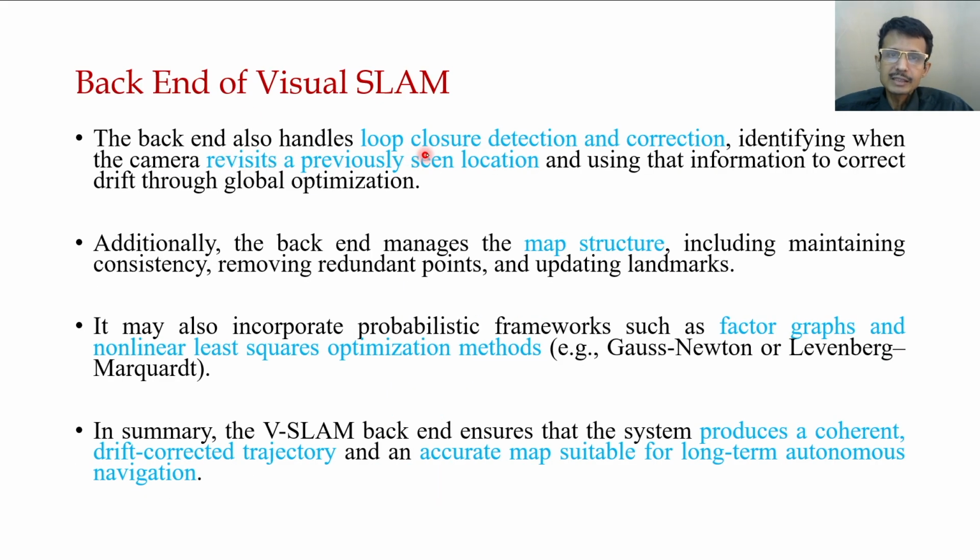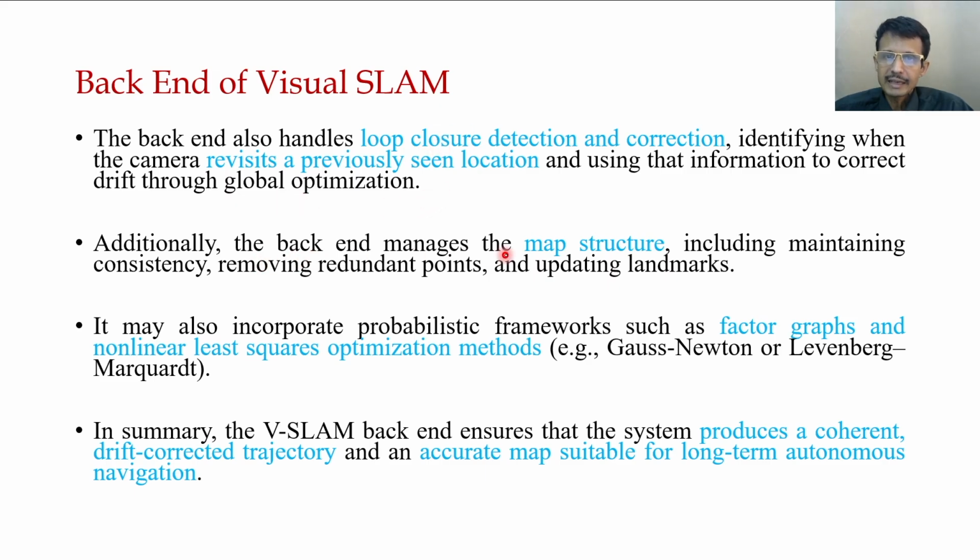The backend also handles loop closure detection and correction. What do we mean by loop closure? Say a robot is basically moving in a loop, and it revisits the same scenes or surroundings. So it identifies when the camera revisits a previously seen location, and uses that information to correct drift through global optimization. That is loop closure.